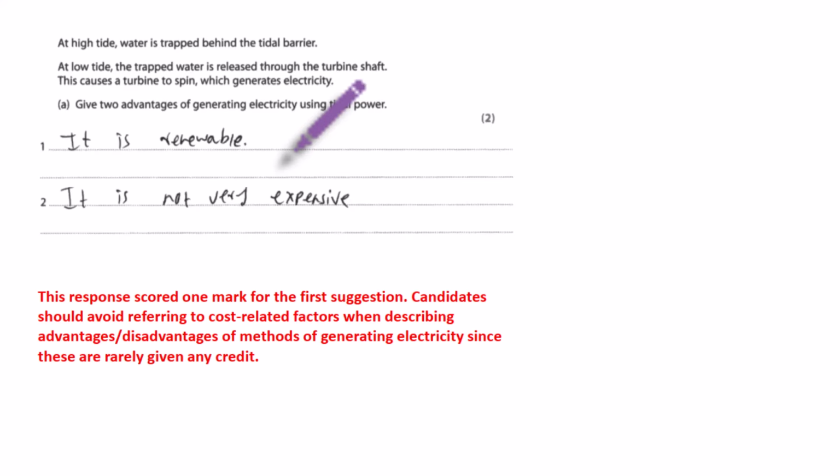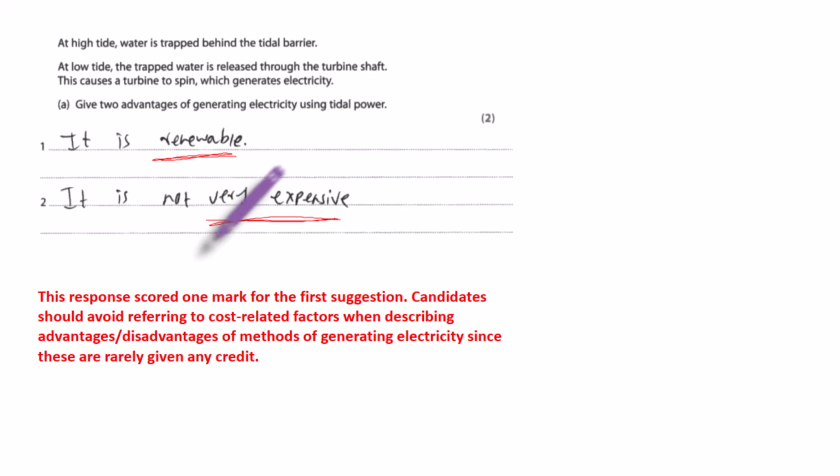Next, at high tide, water is trapped behind the tidal barrier. At low tide, the trapped water is released to the turbine shaft. This causes turbine to spin, which generates electricity. Fine. Give 2 advantages of generating electricity using tidal power. One is it is renewable, and the second one, it is not very expensive.